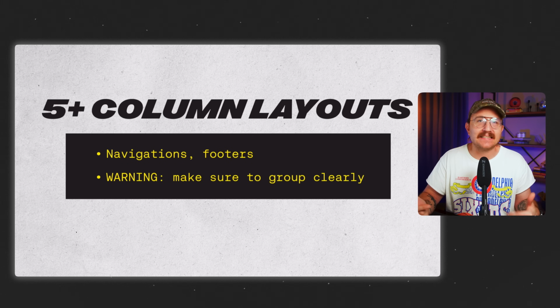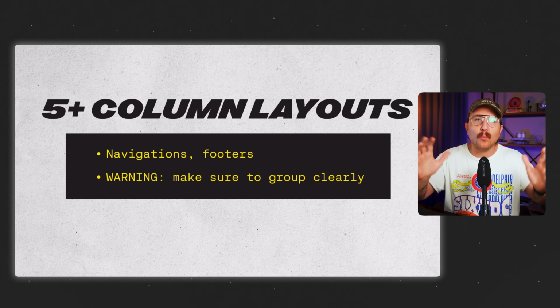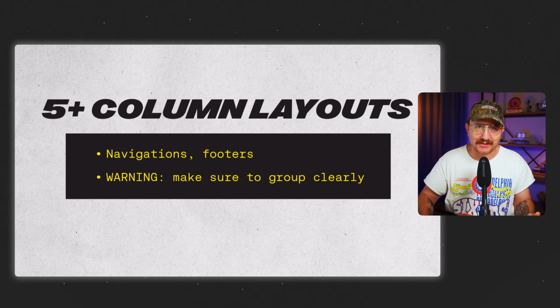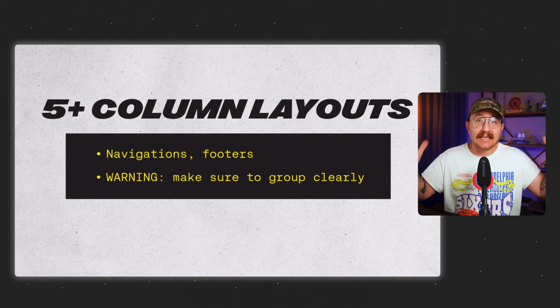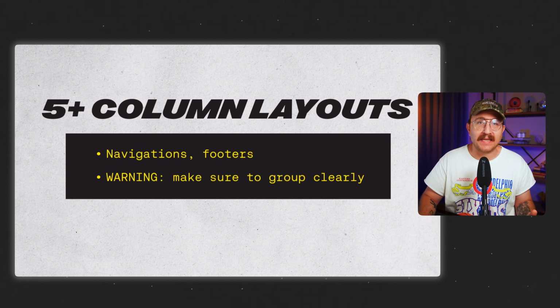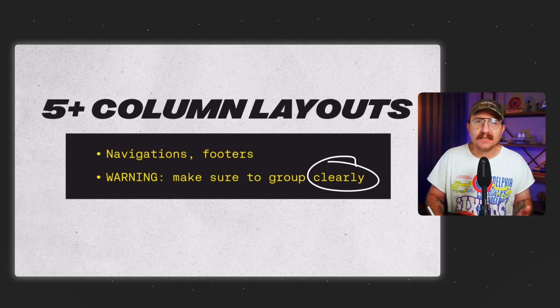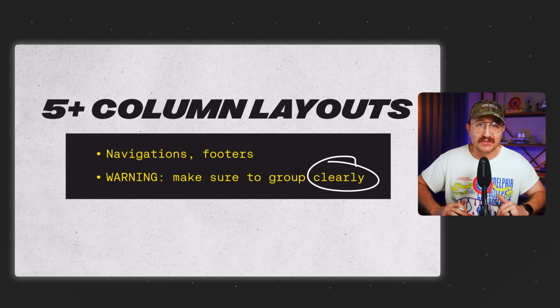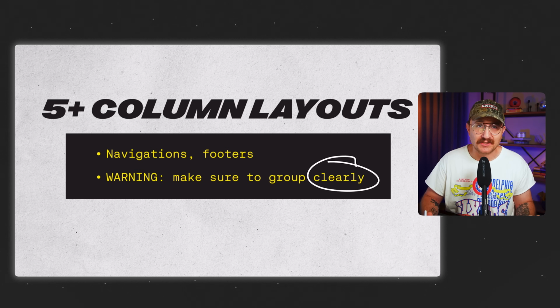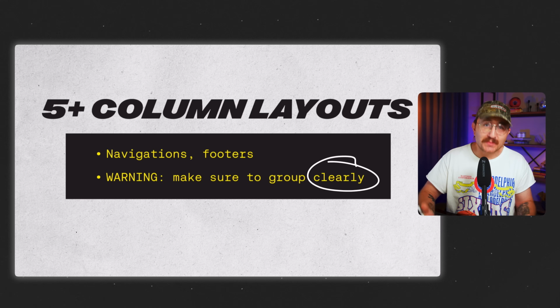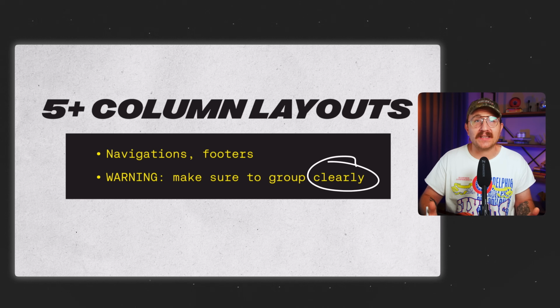Like, you'll often see them in navigations or footers or sections with just a whole bunch of links and information, right? They help organize a ton of info without turning it into complete chaos, right? But here's the warning. If you don't group content clearly, 5 columns can turn into visual noise that people just glance over without paying attention to. So keep things grouped, lined up, and really focused. Let's look at how these are done really well.